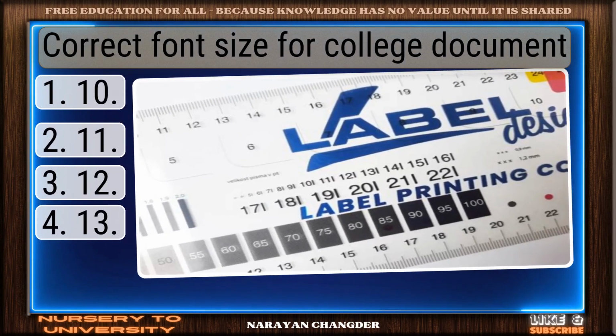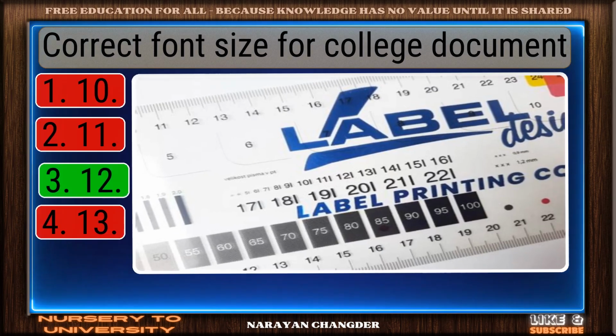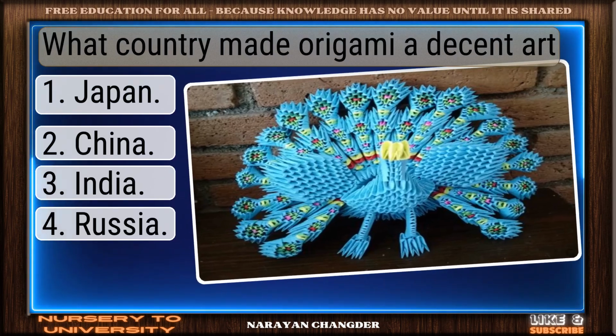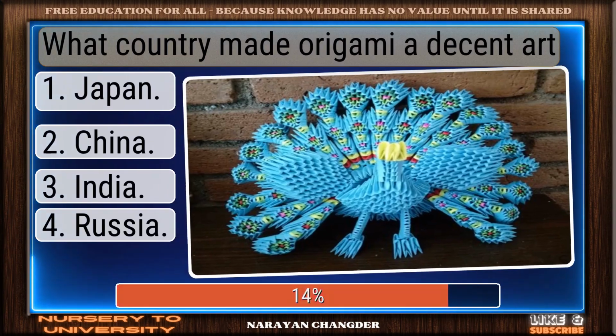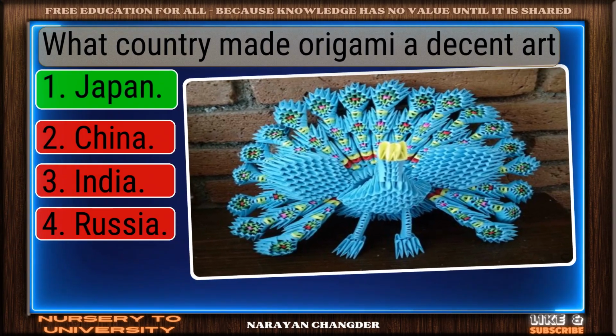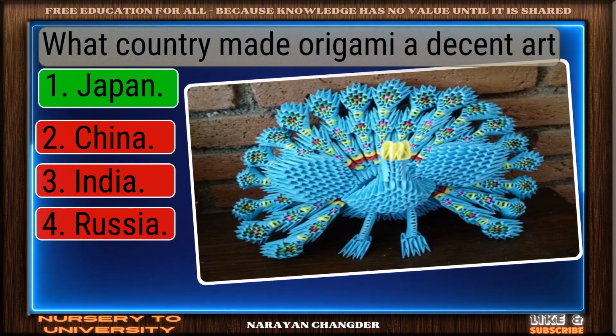Correct font size for college document. Sharp thinking. 12 is the right choice. What country made origami a decent art? Clear logic. Your choice, Japan, is sound and 100% true.